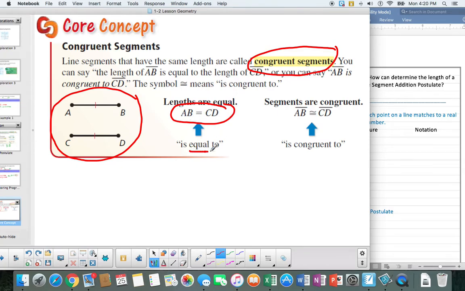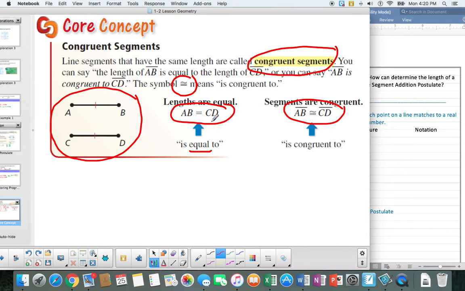We use the equal sign when we're talking about numbers. There's going to be a new vocabulary word called congruent. This is the congruent symbol. And the congruent symbol means that the set of points are matching with another set of points. So these set of points, if I were to move them, they would match perfectly with these set of points. And this is the way we write it. And we say that segment AB is congruent to segment CD.